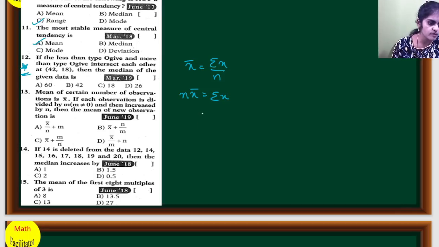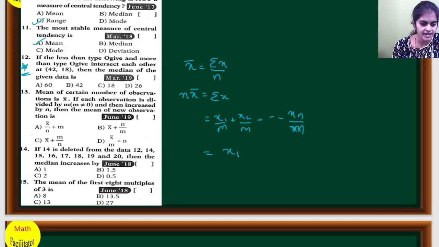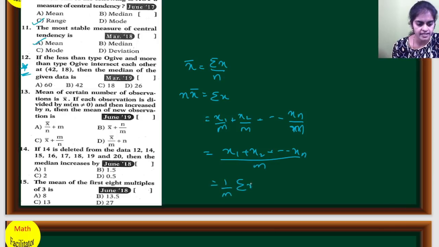Okay, so each observation is divided by m. So x1 by m and x2 by m, and so on. You are dividing each of the observations by m. So can you write it as x1 plus x2 plus so on xn divided by m? So that is equal to 1 by m into sigma x. And what is added? n is added, so n is added n times. So n into n, so n squared you will get.